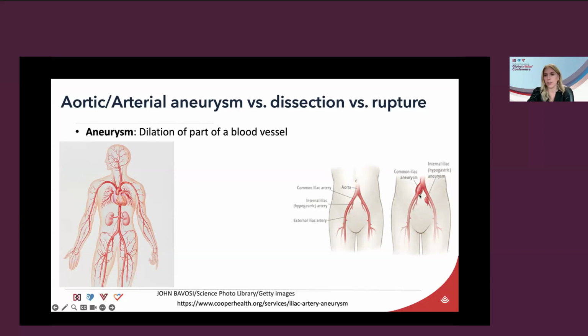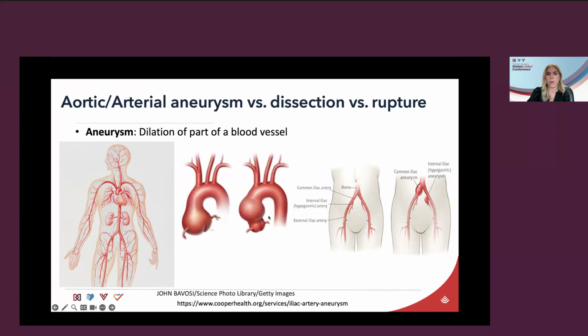And aneurysms can look like this. This is iliac aneurysms, or they can be in the aorta. We call these thoracic aortic aneurysms. This is one in the area called the root. This is right as it's coming out of the heart, or this is the ascending aorta right here. That is what an aneurysm is.